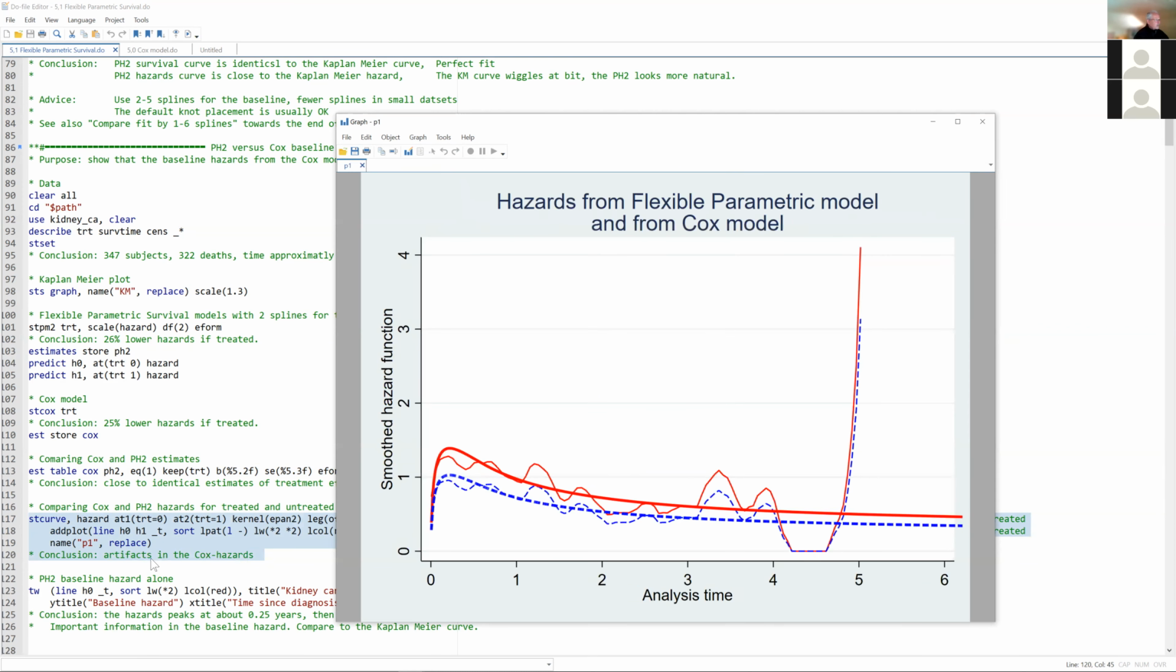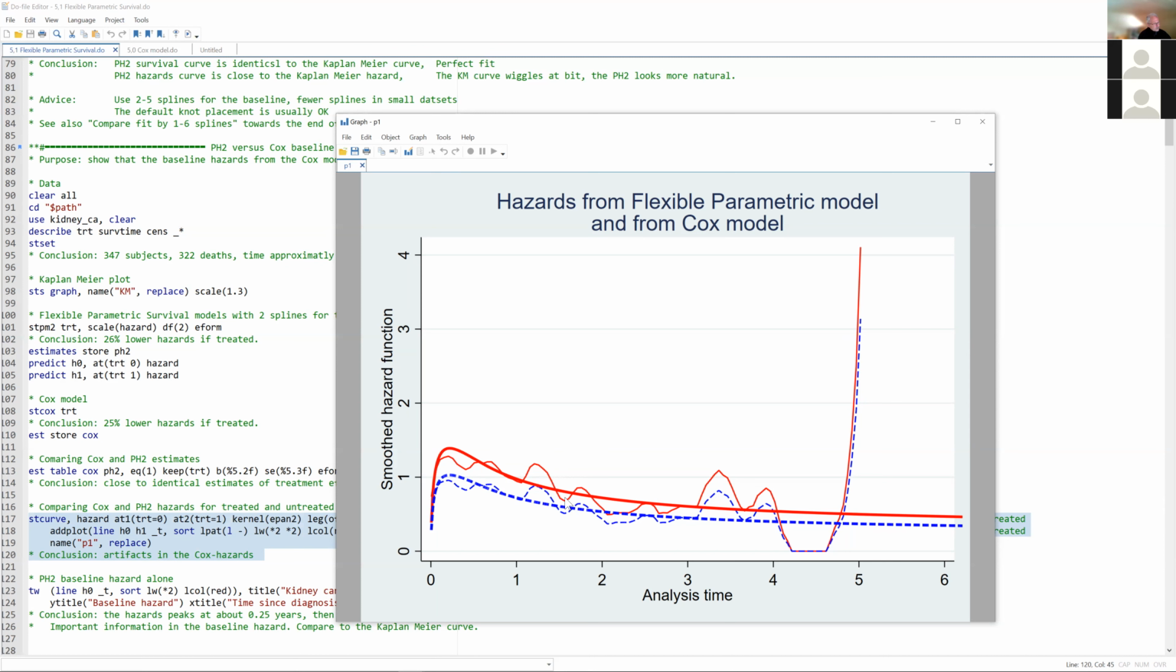Here it is. So in the thick lines here, we have the hazards from the parametric model. This is the hazard among the untreated, and this is among the treated. And in the thin lines, we have the hazards from the Cox model. Again, red treated and blue untreated. No, the other way around. Blue treated and red untreated.